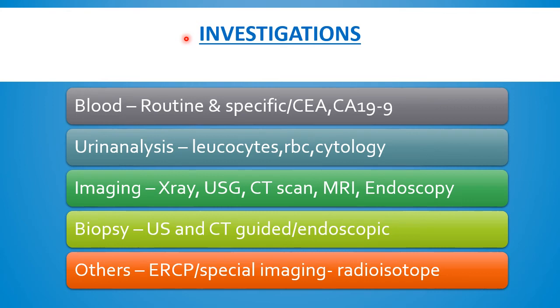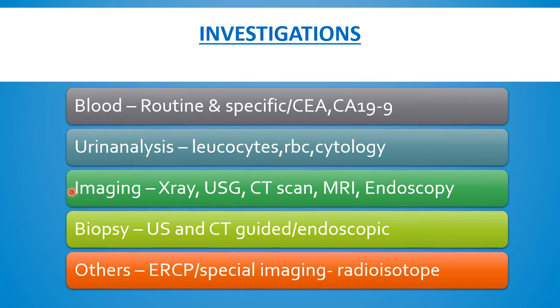Having taken a history and a proper thorough physical examination, you more or less come to a provisional diagnosis. And with this diagnosis, we then go ahead to carry out some investigations to confirm or exclude your diagnosis. The investigations include blood investigations, which can be routine, especially for elderly patients, or specific, such as if you suspect a tumor in the bowel, colon carcinoma, you'll do CEA levels or CA19-9. These are important tumor markers for the various tumors that you may see. Next, you come to urine analysis, looking for leukocytes, RBCs in the urine, and cytology for malignant cells.